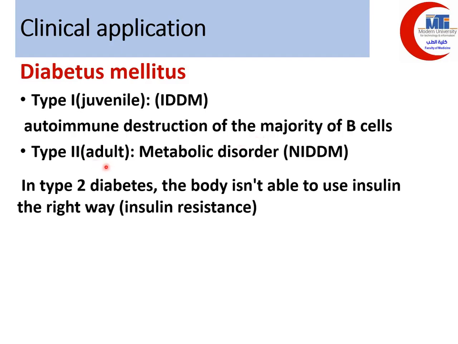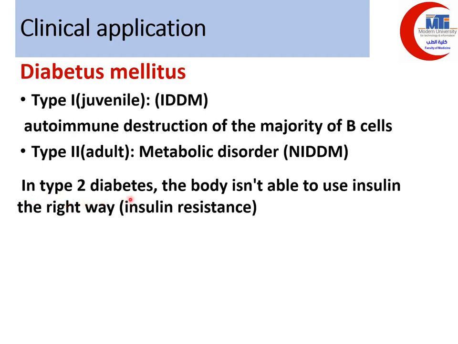But type 2 diabetes, which is called adult diabetes or metabolic disorder or non-insulin-dependent diabetes, has normal beta cells and a normal insulin amount in the body, but there is a problem in the insulin receptors. Insulin resistance occurs in the insulin receptor. There is a defect in the insulin receptors to respond to the insulin hormone. Normal amount of insulin hormone, but the receptors do not respond to it. So this type is treated by diet or other drugs.